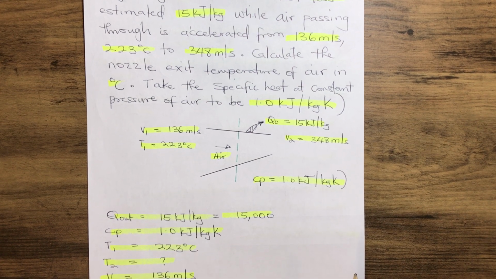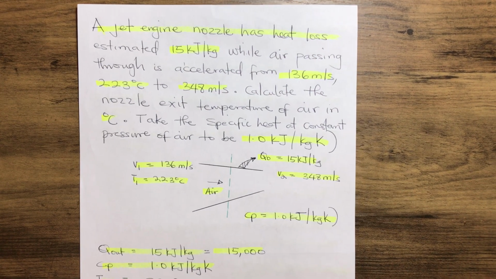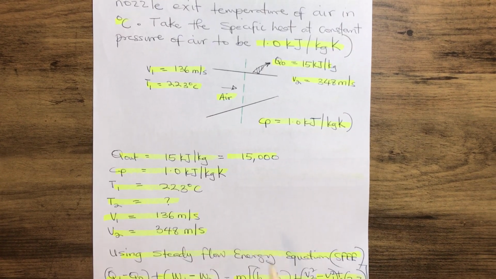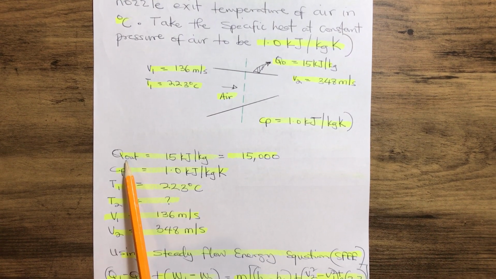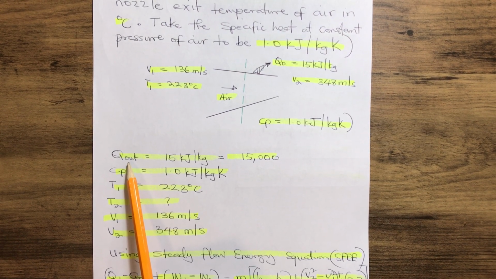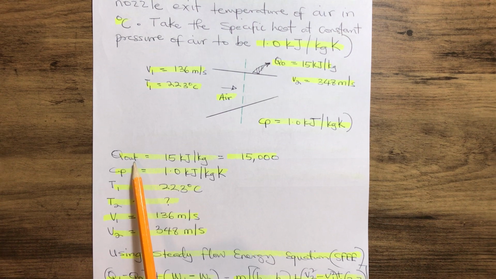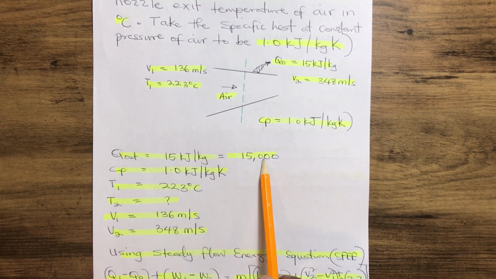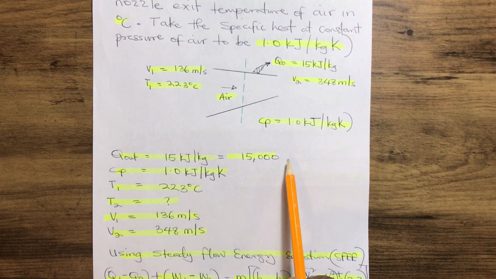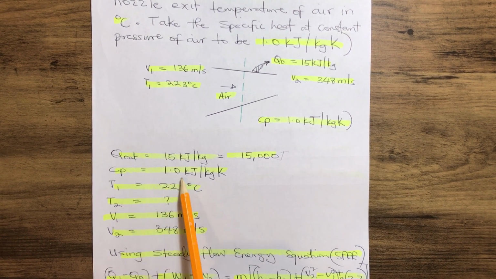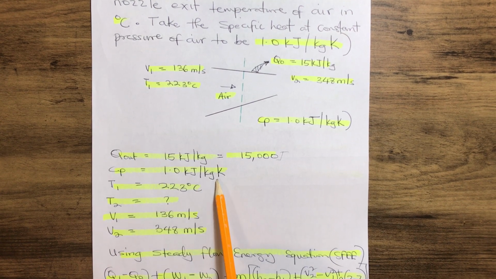Now let's pull out the parameters from the question given. We have our heat loss, which is the exiting heat energy, 15 kilojoules per kilogram. That will give us 15,000 joules.